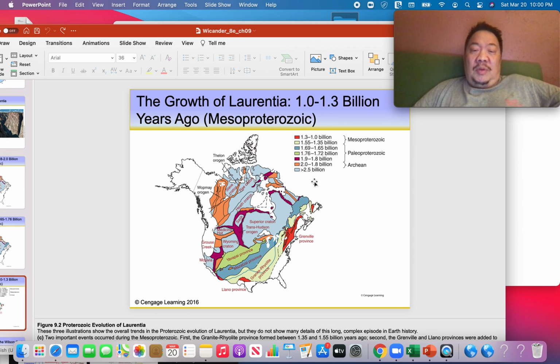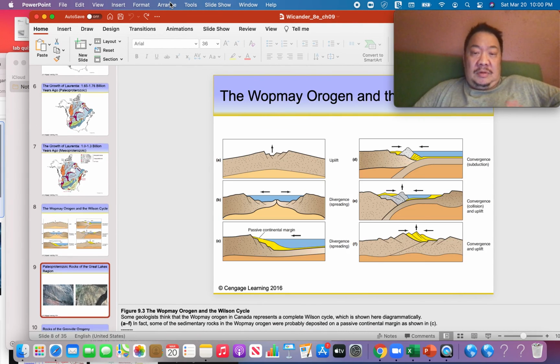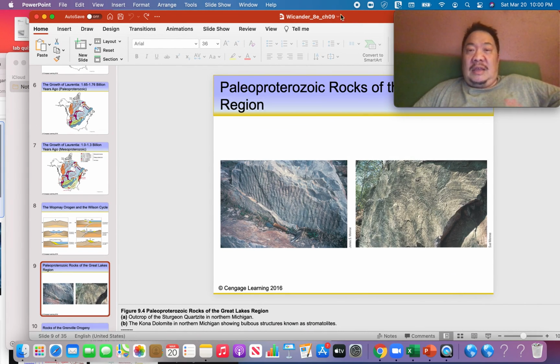1.0 to 1.3 billion years ago, Laurentia grows further to the southeast with all of this additional land being added, including Tennessee in the Knoxville area, which started to exist about 1 billion years ago. All of this land was added to the southeastern margin of Laurentia 1.0 to 1.3 billion years ago. Okay, I think that's enough for this week, and we'll talk about it more next week.